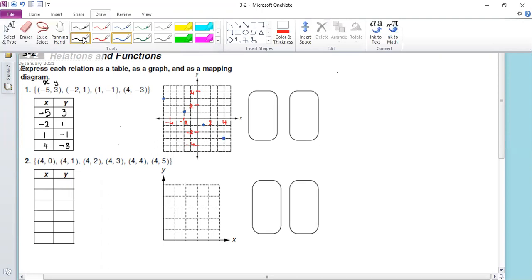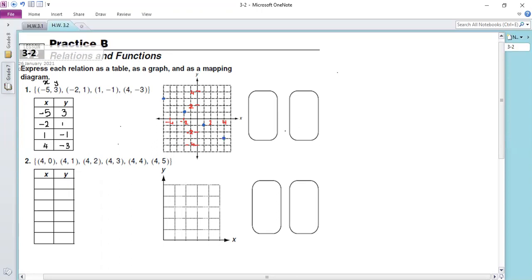What is this mapping diagram? It is nothing, just that we are going to write the values of x and the values of y in the similar manner so that we can draw the mapping diagram. So this square is going to be for x and this is going to be for y. For starting with, we start with the least one, that's -5. So -5, and then we have -2, 1 and 4. Similarly, on the other side, we have -5, 3, 1, and -1 and -3.